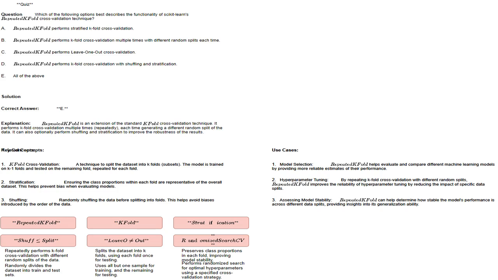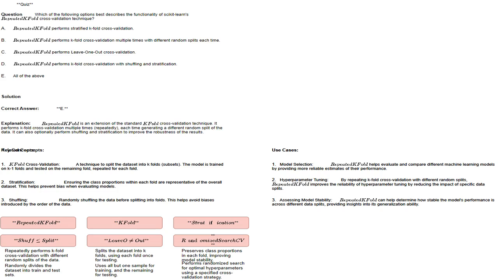Which of the following options best describes the functionality of scikit-learn's repeated k-fold cross-validation technique? A. Repeated k-fold performs stratified k-fold cross-validation. B. Repeated k-fold performs k-fold cross-validation multiple times with different random splits each time. C. Repeated k-fold performs leave one out cross-validation. D. Repeated k-fold performs k-fold cross-validation with shuffling and stratification. E. All of the above.